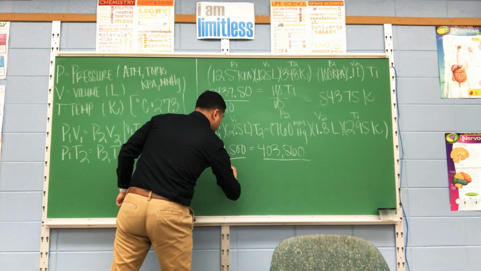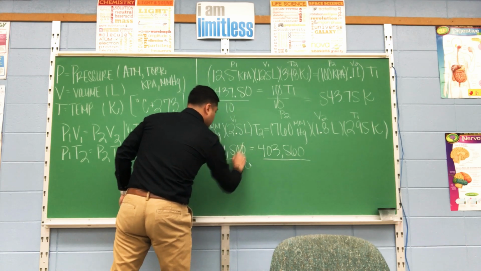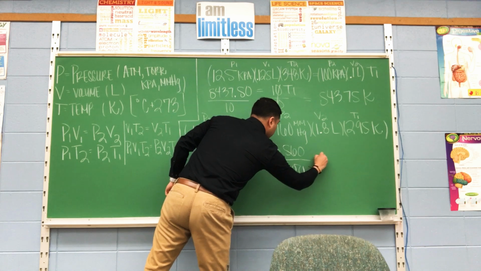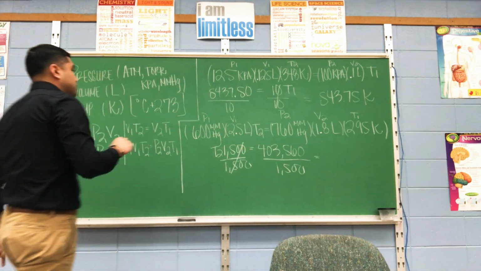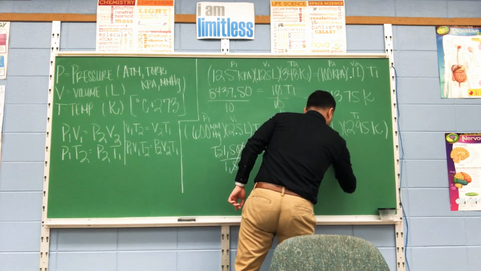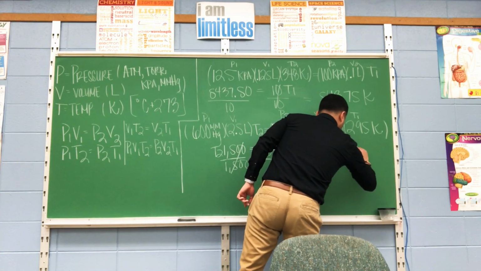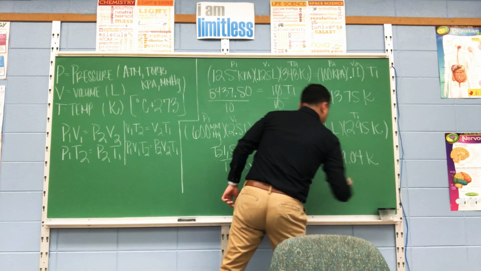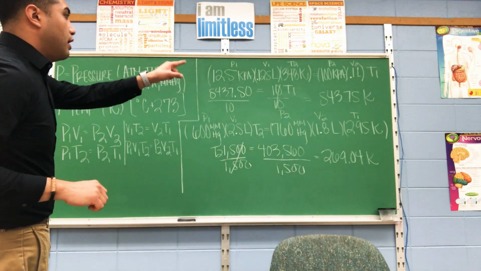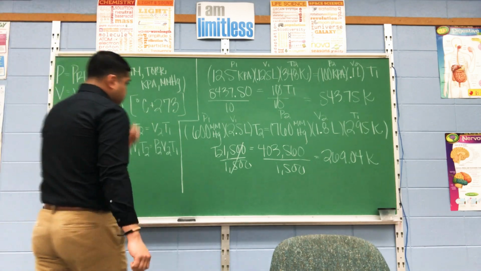So I'm going to divide this side by 1,500 in order to cancel this out. I'm going to do it also on this side, 1,500. 403,560 divided by 1,500 is going to give me 269.04. And I'm solving for temperature once again, and that is Kelvin, 269.04 Kelvin. That is my final answer.